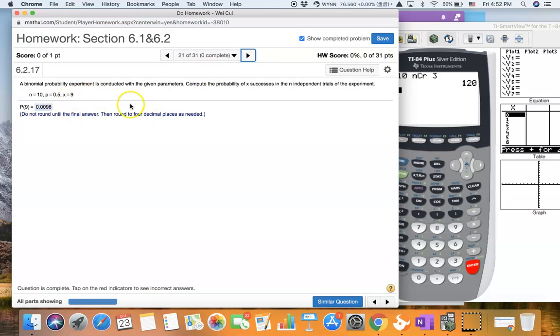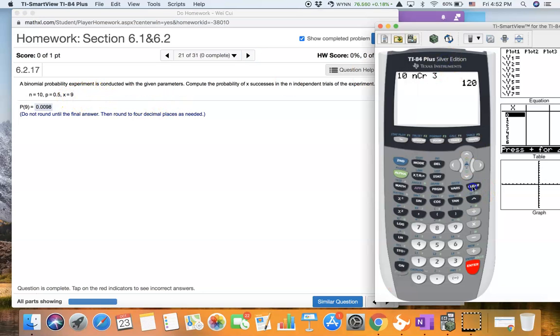Okay, let's see how to compute the probability for the binomial distribution. So first, we're going to click on the key. It says DISTR, which is this key. But before we can click on this key, we first need to click on the second key, and then we click on this key, and then we go down to find the binomial distribution.